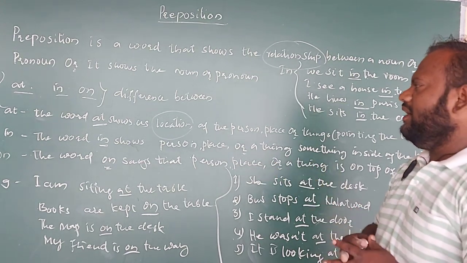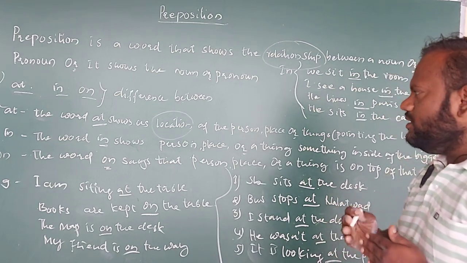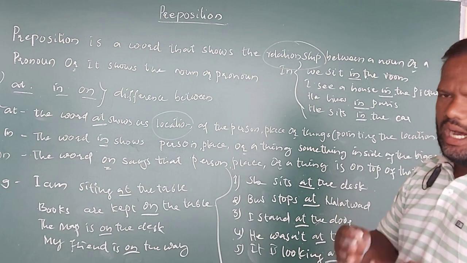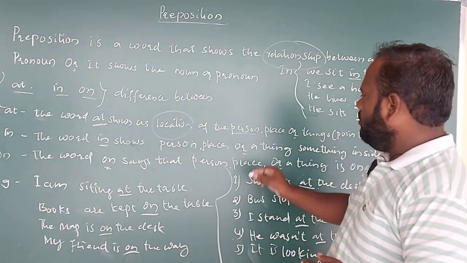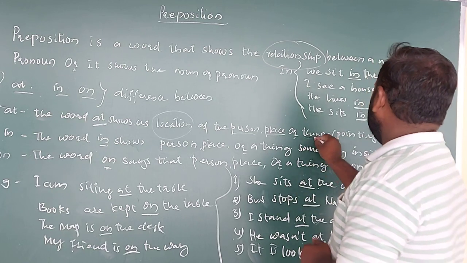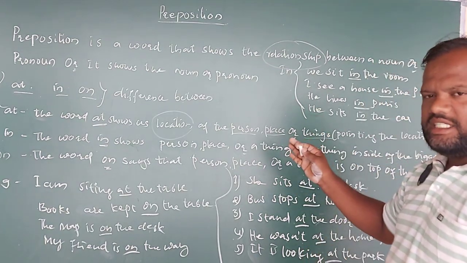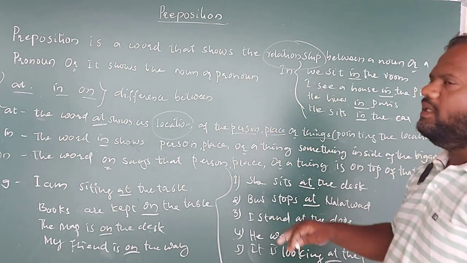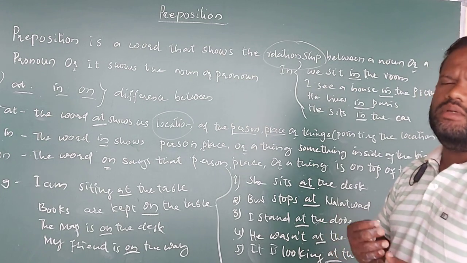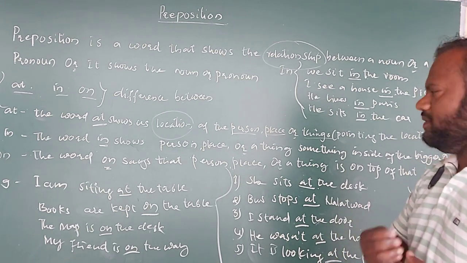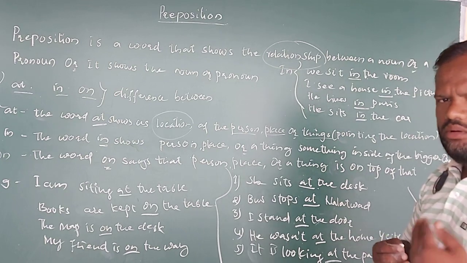As the definition already says very clearly, at shows us the location of a person, the location of a place or a thing. At is used for indicating the location of a person, place, or thing. So in that situation we have to use at. Let's concentrate on the examples which are related to at.